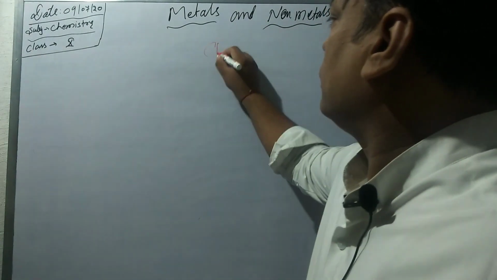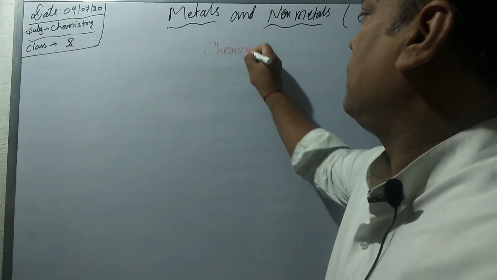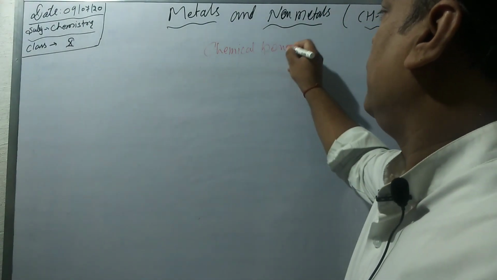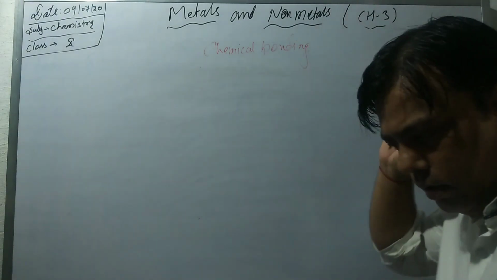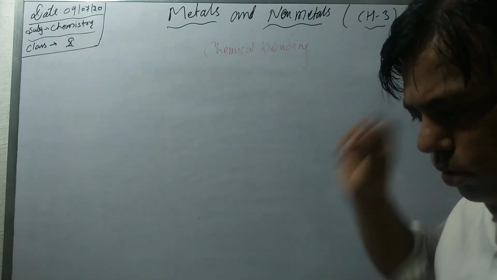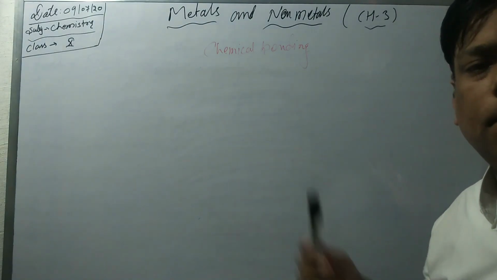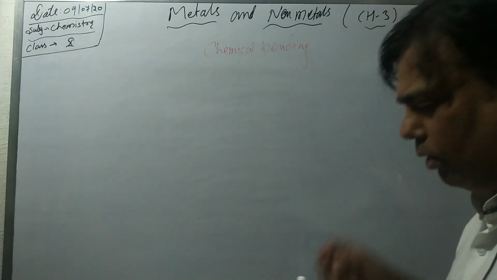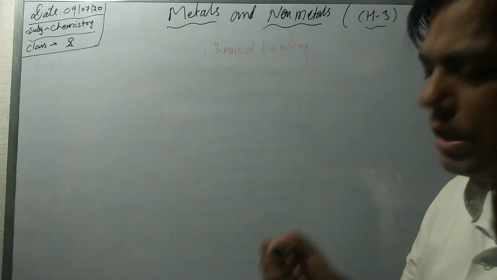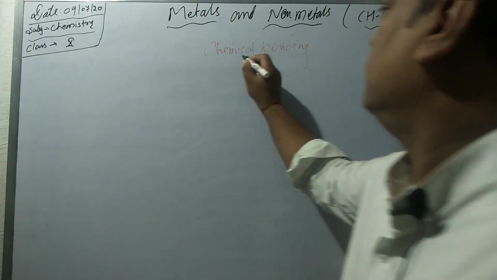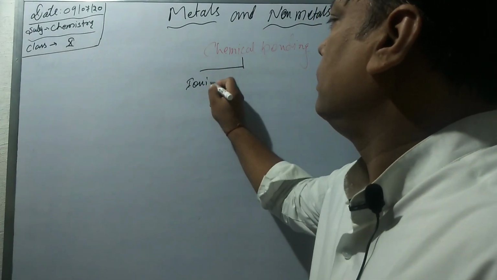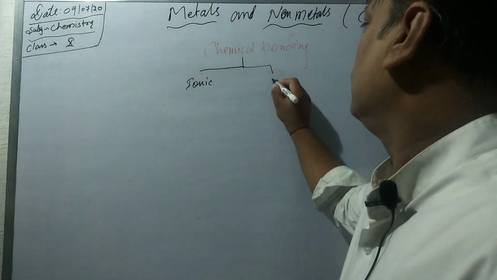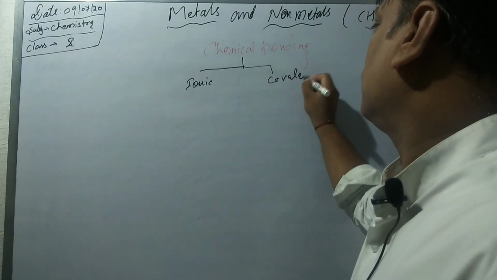So, chemical bonding. Chemical bonding, as I told you, there are two types of bond formation, and that bond formation is ionic and covalent.